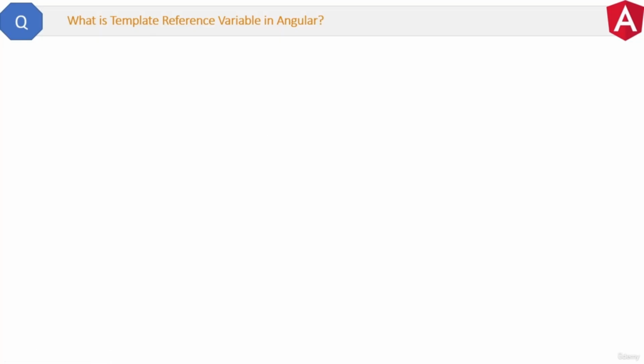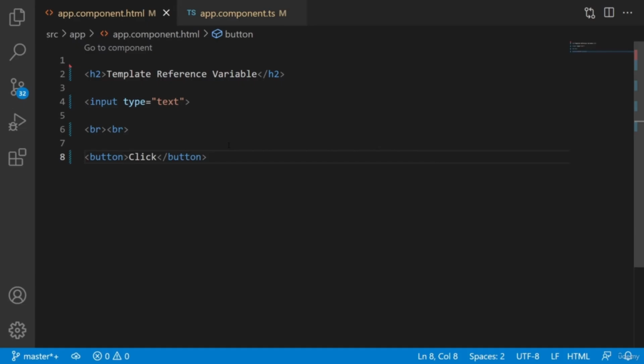Here is a quick question. What is template reference variable in Angular? Let's see the code first. Here you can see I have an input and a button control. Now suppose I want to print the text inside this input on button click in the console.